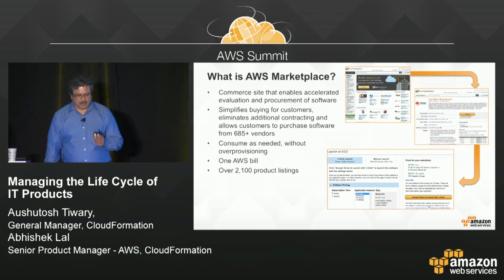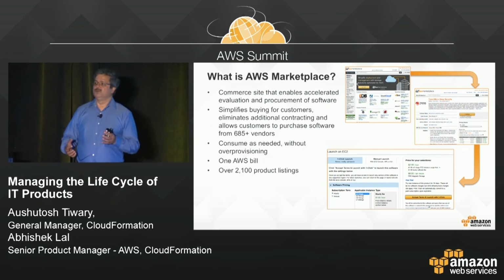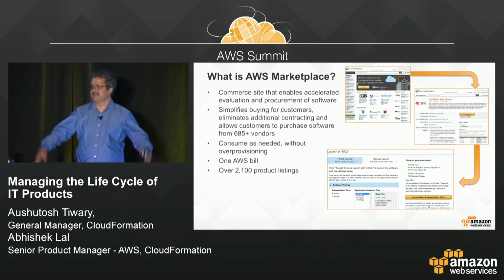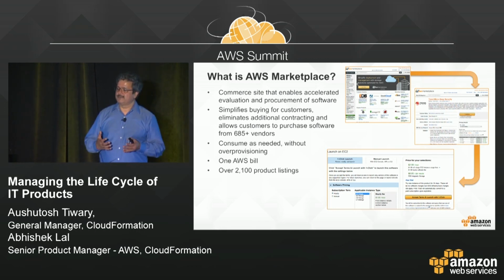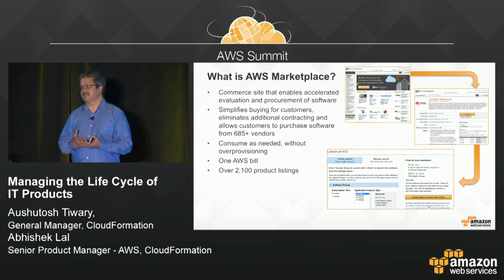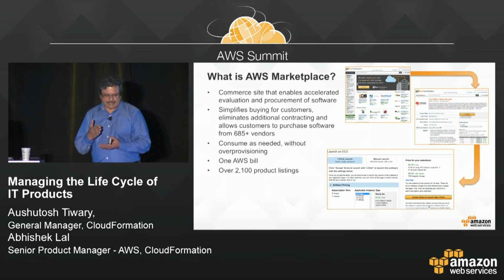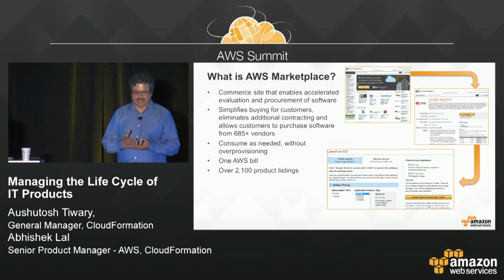AWS Marketplace is a commerce site that allows you to quickly get access to software that is provided by thousands of vendors who publish their products in AWS Marketplace. It has a very similar buying experience to what you would find on something like Amazon.com. It allows you to purchase the software, deal with the licensing agreements, procure it, and then make it available through your AWS Service Catalog to all your internal customers.